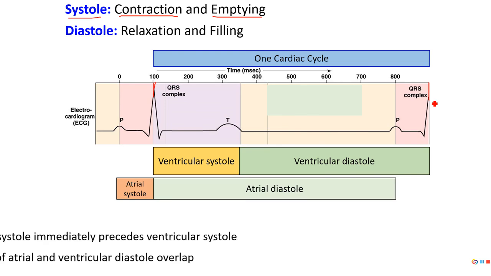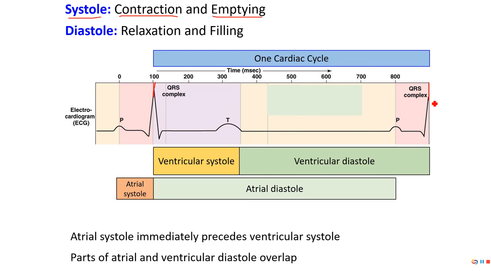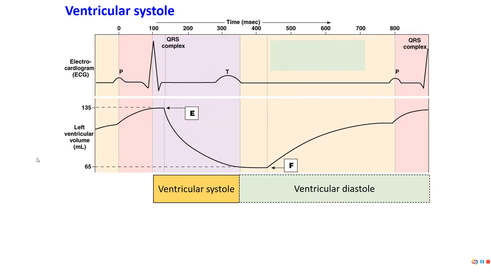It's important to know that atrial systole occurs just before ventricular systole. And then atrial and ventricular diastole, they can overlap. But if everything's working correctly, the atria are contracting at a completely different time from the ventricles. Okay, and then at the end of diastole, we have systole. So let's talk about ventricular systole.